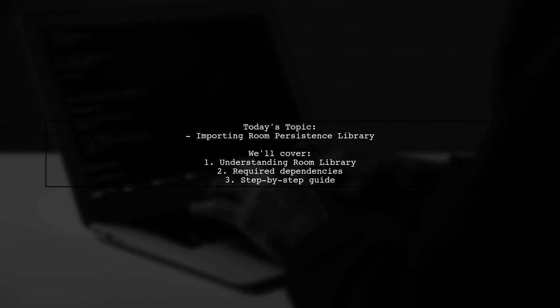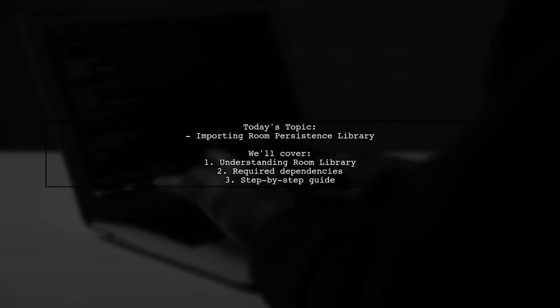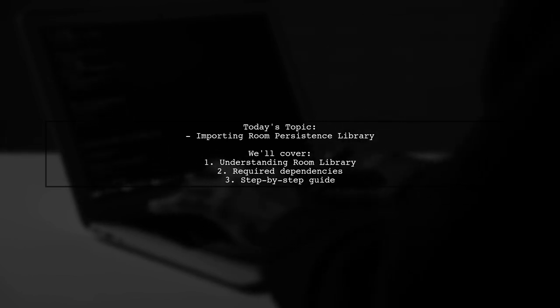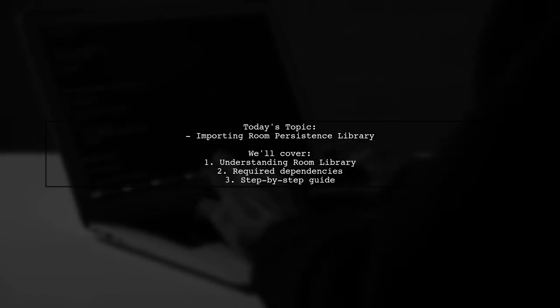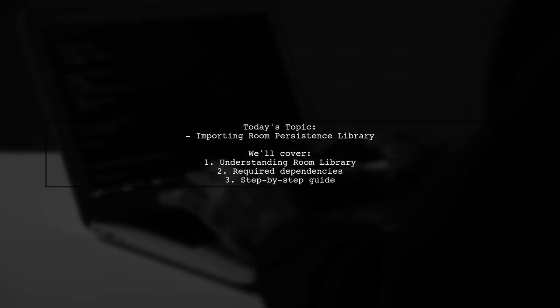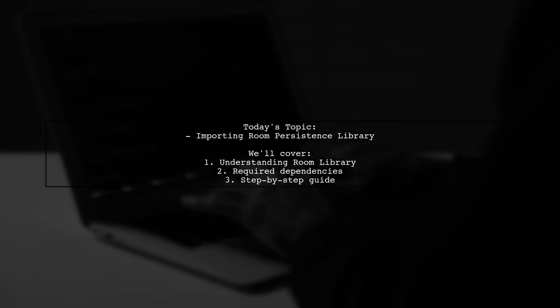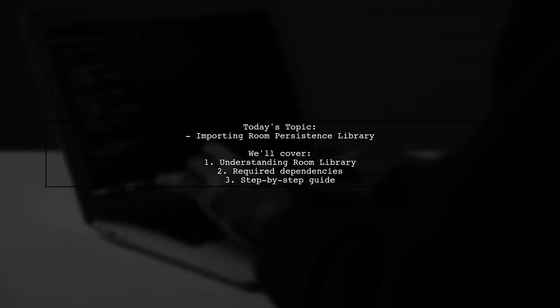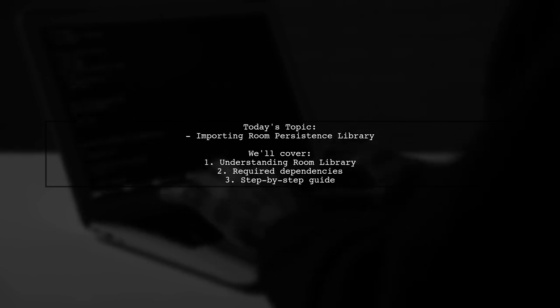Today, we're tackling a question that many Android developers might find themselves asking. Our viewer is curious about how to import the Room Persistence library into their Android project after seeing its exciting new features announced at Google I/O. The viewer mentions they've been exploring the official documentation, but are struggling to find the necessary dependencies to add to their Gradle file. Don't worry, we're here to break it down and help you get started with Room and SQLite databases in your Android projects.